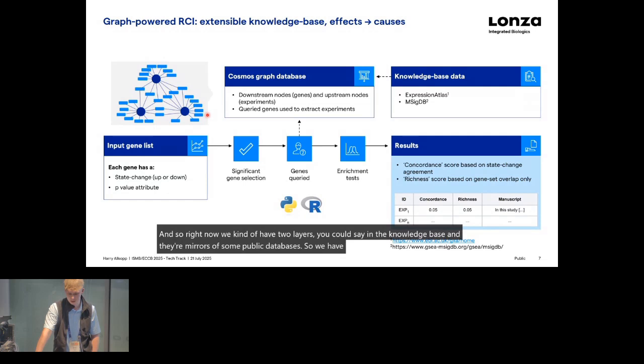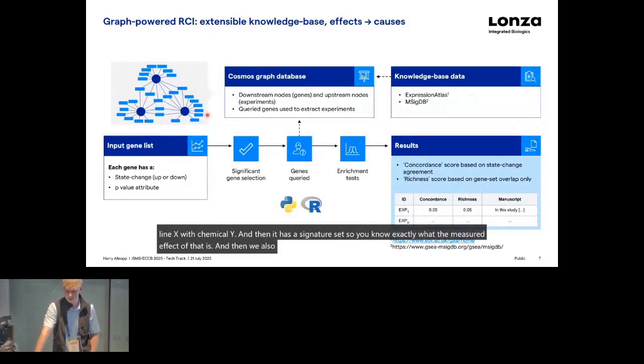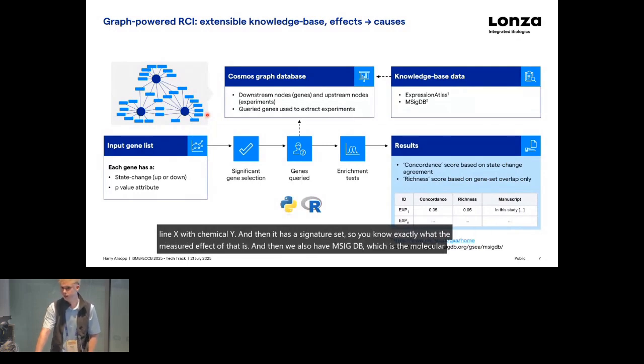So we have Expression Atlas, which is a collection similar to Gene Expression Omnibus. So it has, for example, experiments like treatment of cell line X with chemical Y, and then it has a signature set, so you know exactly what the measured effect of that is. And then we also have MSigDB, which is the Molecular Signatures Database. So this is more curated pathways, things like transcription factor sets.